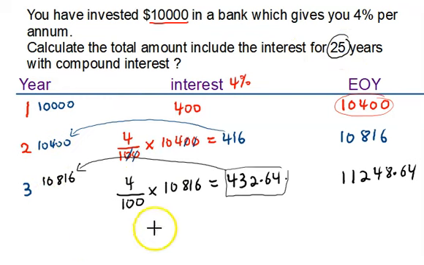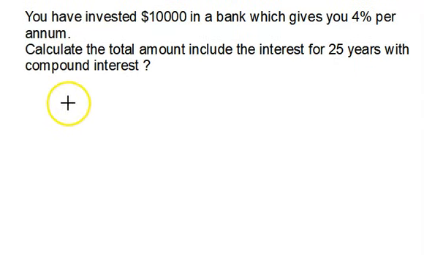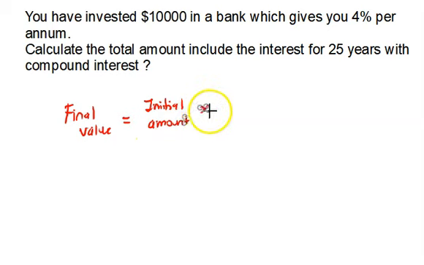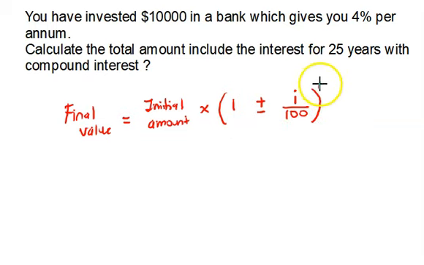Okay, so if I ask you to calculate up to 25 years, we cannot be doing it like this 25 times. So we have a formula for this. Let me introduce you to the formula. Now for the formula, this is your final value. Final value equals this initial amount multiplied by 1 plus or minus, I'll explain to you why it is minus, and then here I'll have the interest over 100 and power of the year.